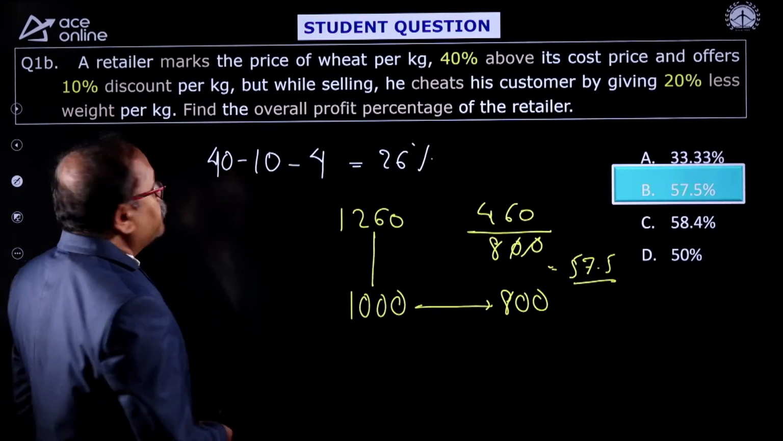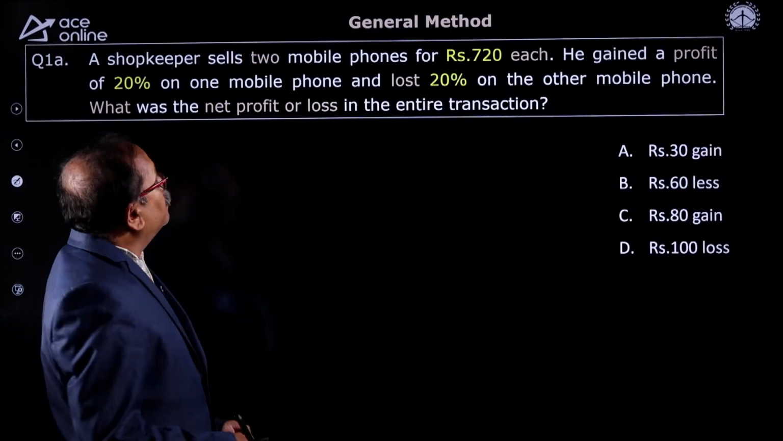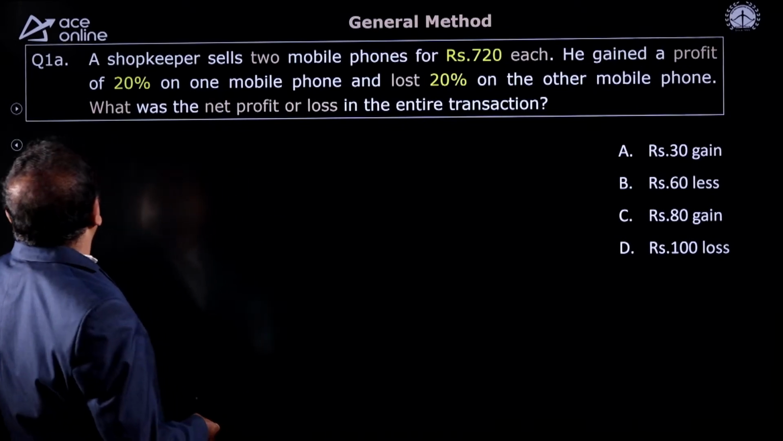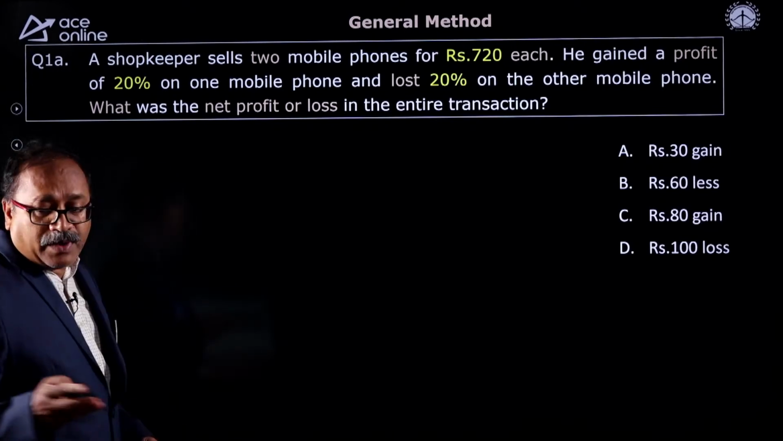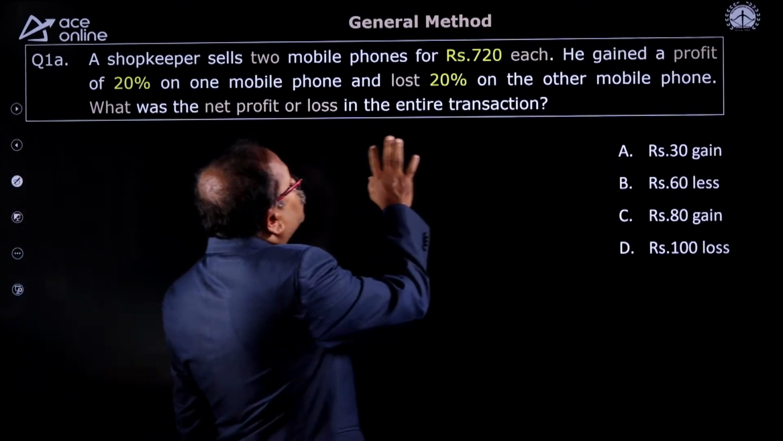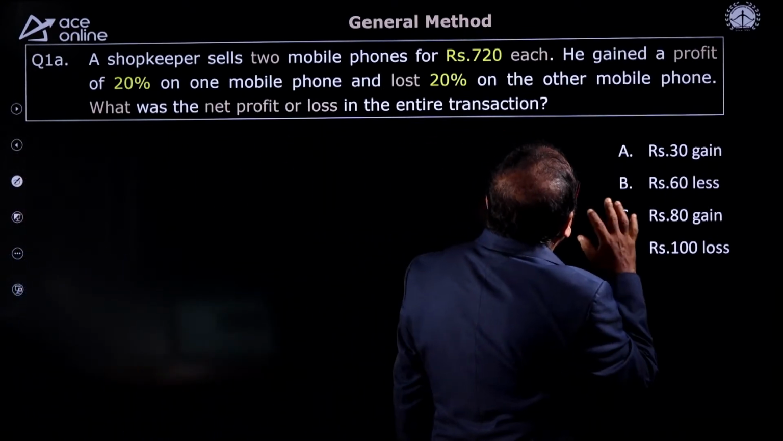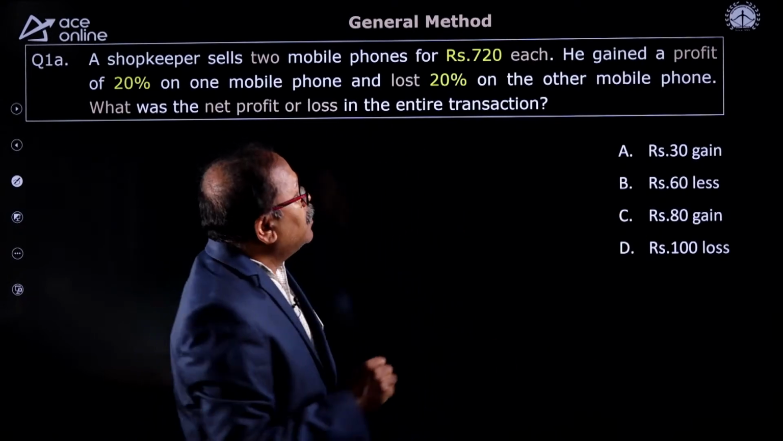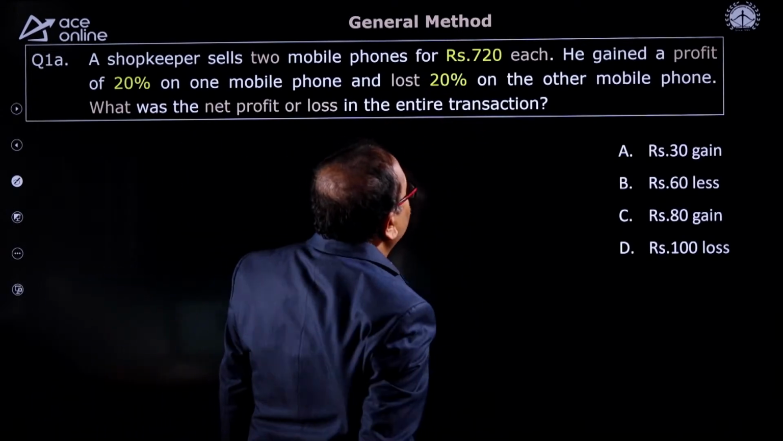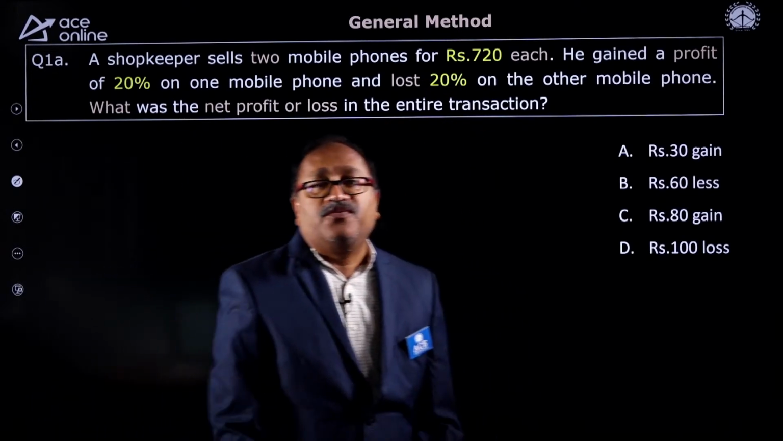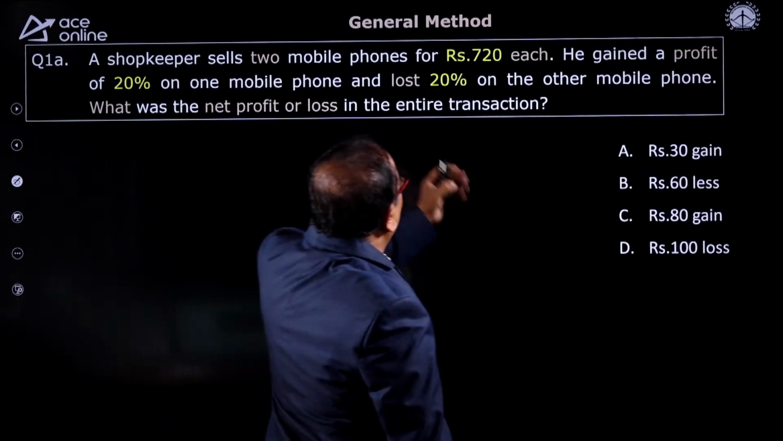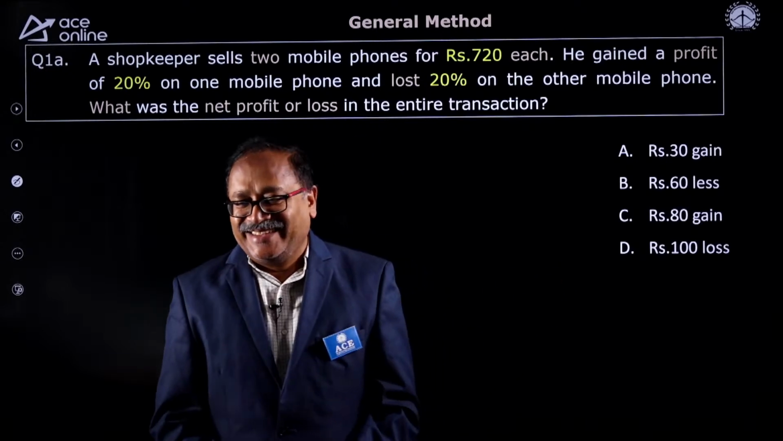Next one. Shall I go to question number 2 now? A shopkeeper sells 2 mobile phones for rupees 720 each. He gains a profit of 20% on one mobile phone and loses 20% on the other mobile phone. So then what was the net profit or loss in the entire transaction?